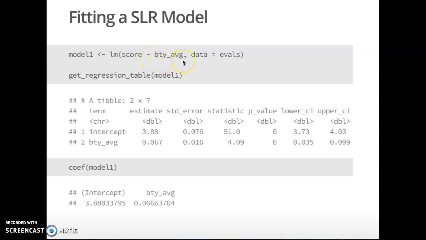Our second piece here is the explanatory variable that we're using, which is the average beauty score. The next piece is the data set where those variables live. These both live in the evals data set.